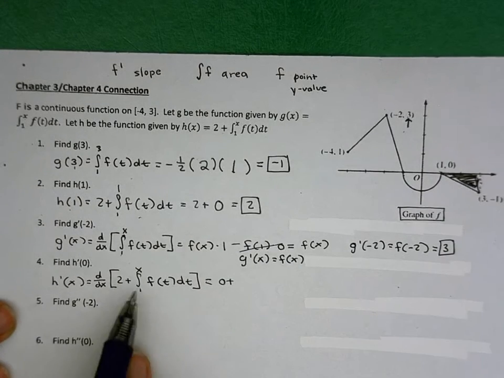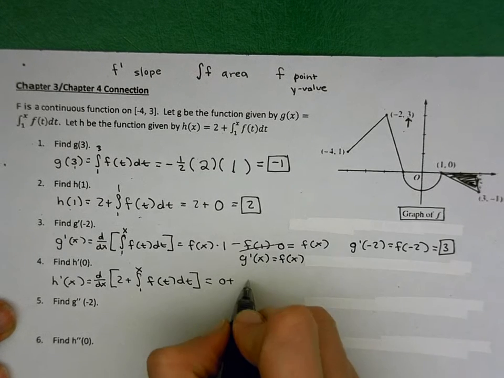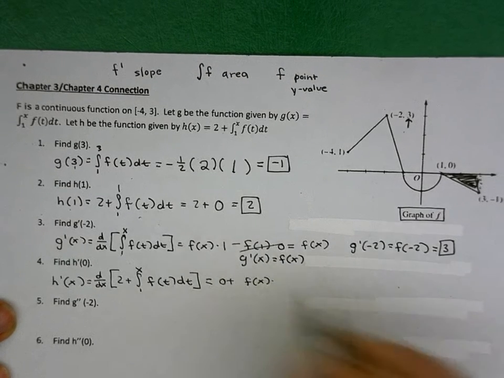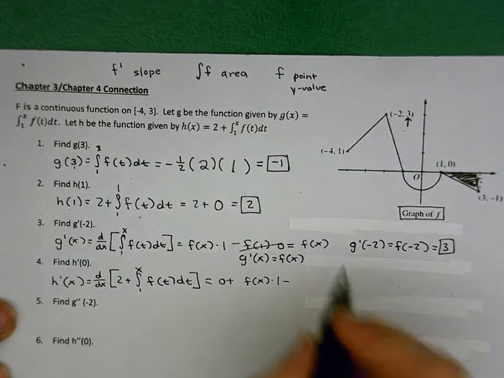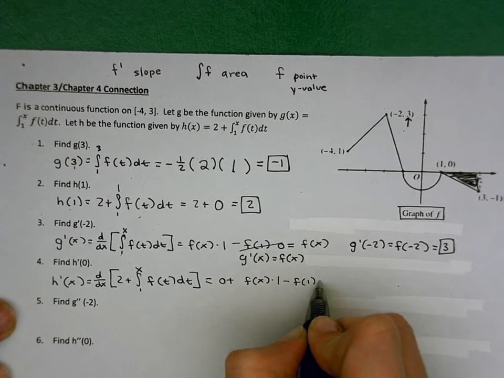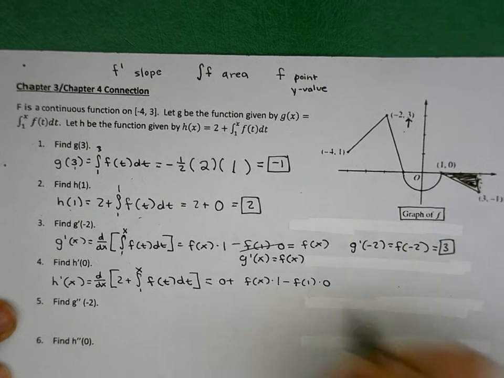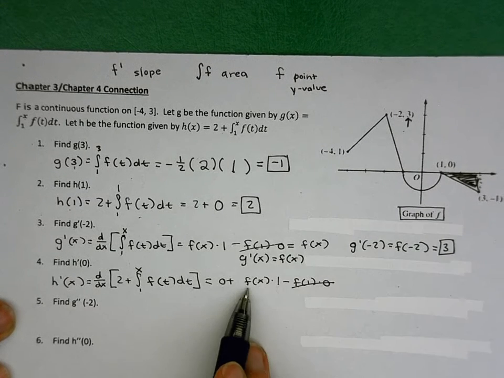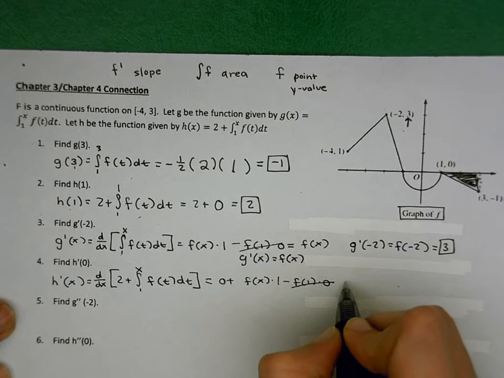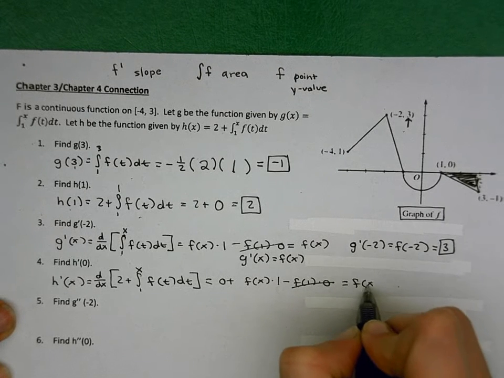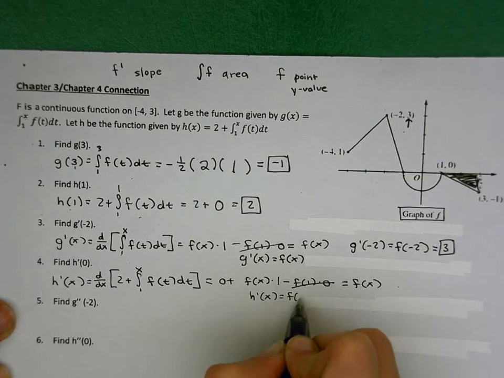And the derivative of an integral, second fundamental theorem of calculus, I'm going to take my upper and I'm going to plug it in, times the derivative of my upper, minus take my lower, plug it in, times the derivative of my lower. All of that 0, so we have 0 plus f of x times 1 minus 0. Which is just f of x. So h prime of x equals f of x.